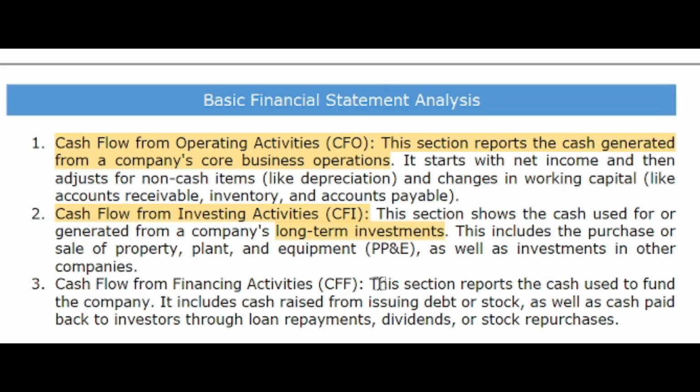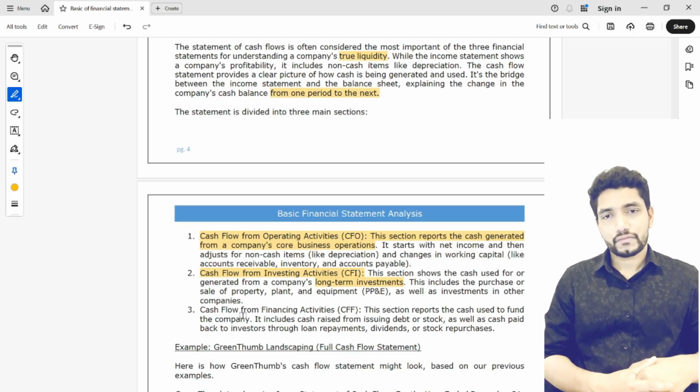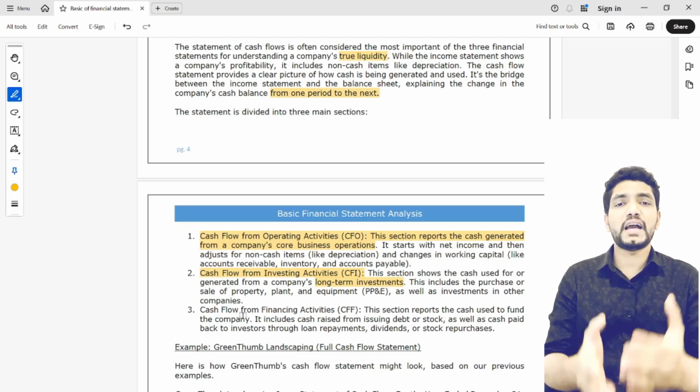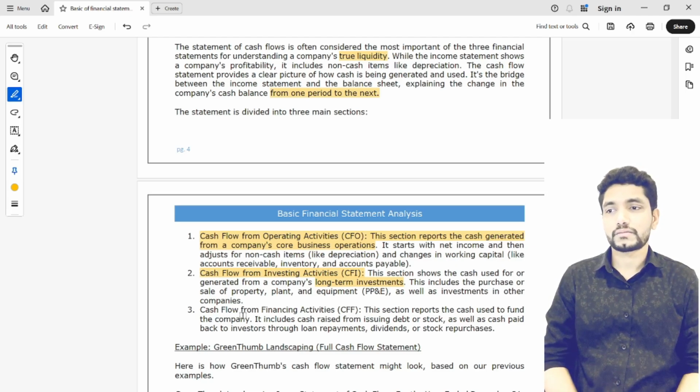Now the cash flow from financing activities. This section reports the cash used and funded to the company. It includes cash raised from issuing debt or stock, as well as cash paid back to investors through loan repayment, dividend or stock repurchase. So which is showing the cash inflow and cash outflow related to financing of the business. This is cash flow from financing activities.